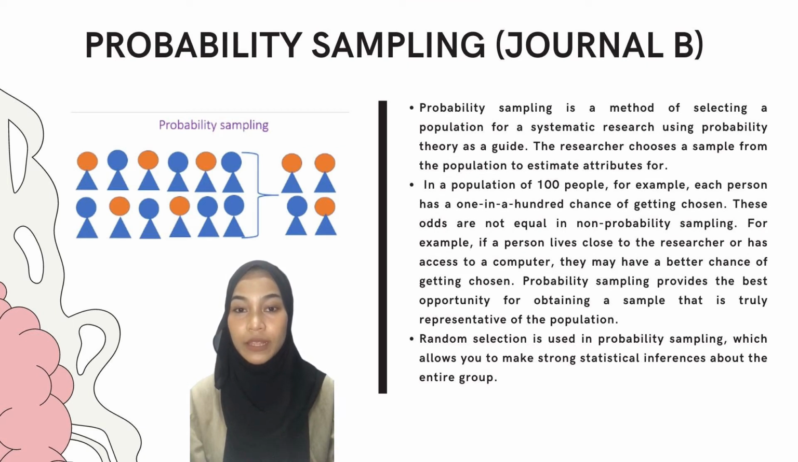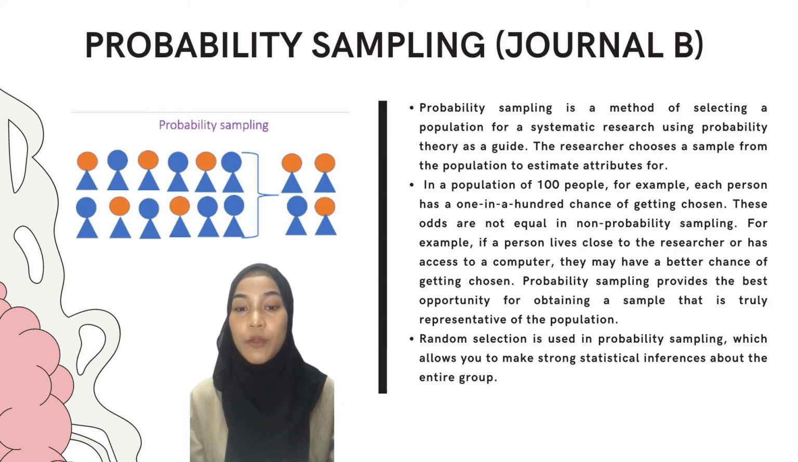Okay, next, for probability sampling. For Journal B, probability sampling is a method of selecting a population for systematic research using probability theory as a guide. The researcher chooses a sample from the population to estimate attributes for. In a population of 100 people, for example, each person has a 1 in 100 chance of getting chosen. These odds are not equal in non-probability sampling. For example, if a person lives close to the researcher or has access to a computer, they may have a better chance of getting chosen.